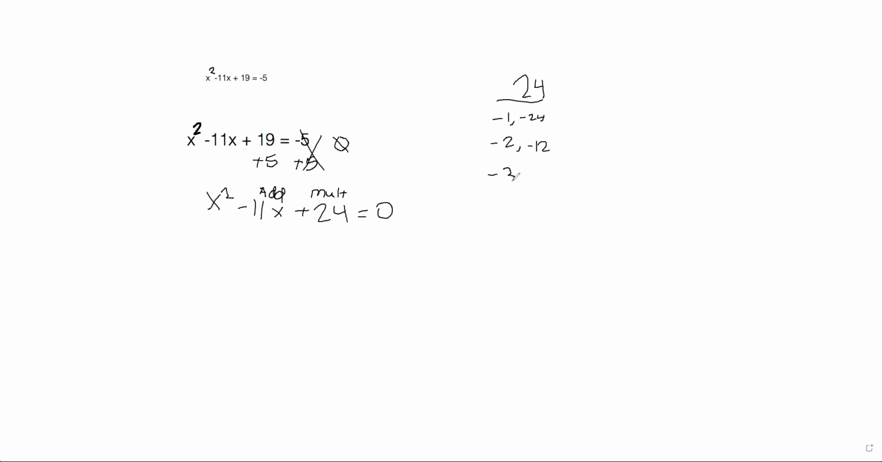Let's try a -3 and a -8. See what happens when we add these together. So -3 plus -8 is the same thing as -3 minus 8. We get -11. And look, that's exactly what we want to have. We want to have -11, and that's exactly what we have. So we're able to identify our lucky numbers now, with those being -3 and -8.